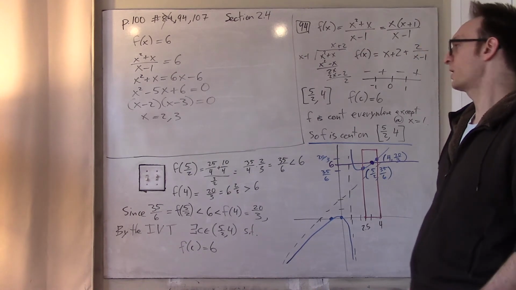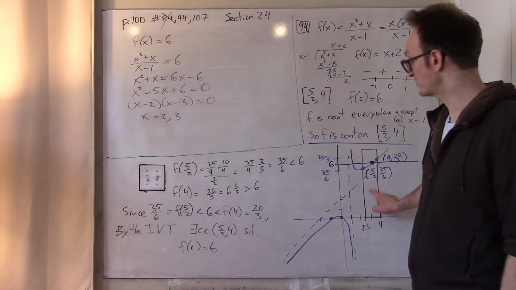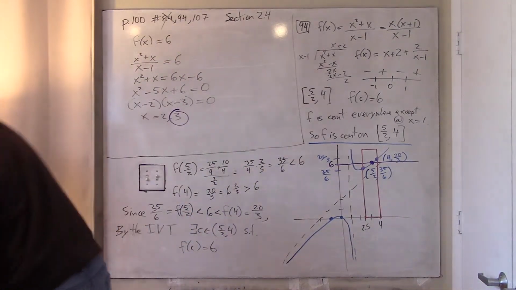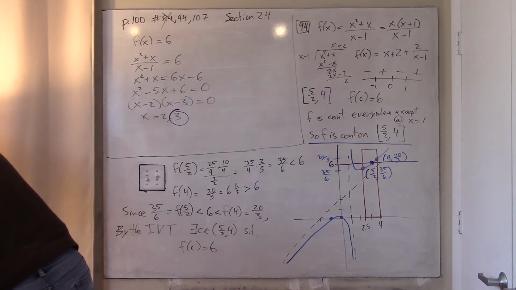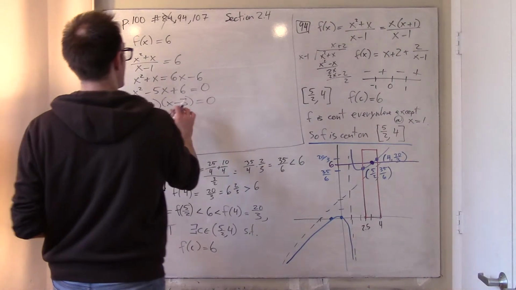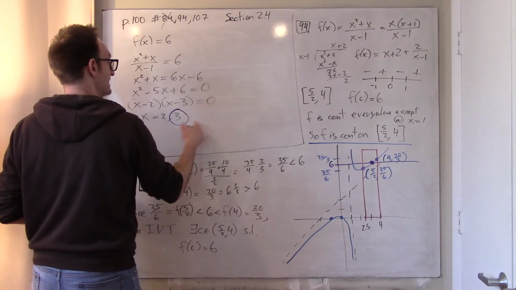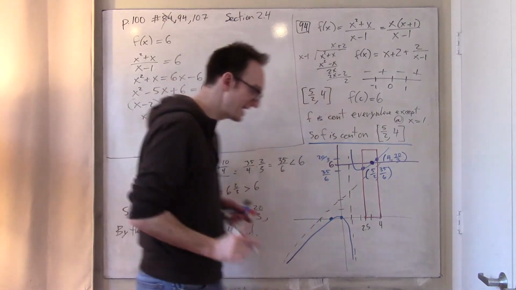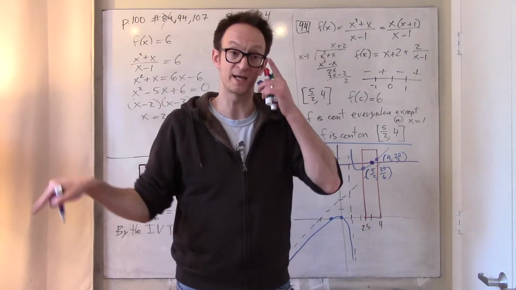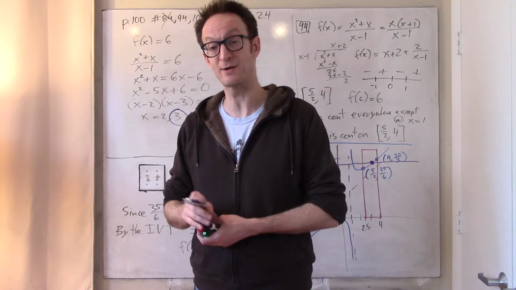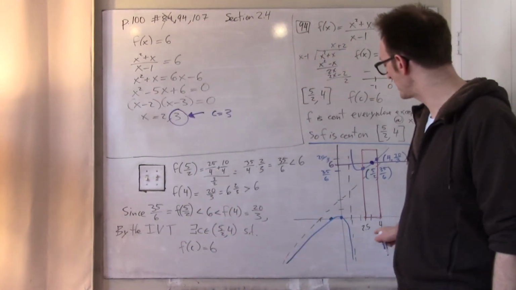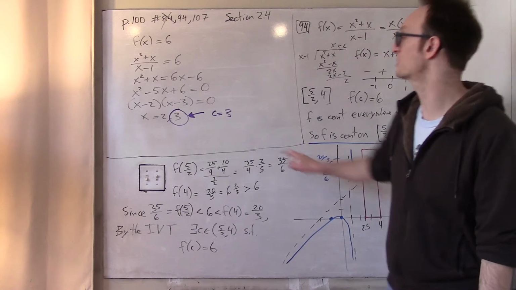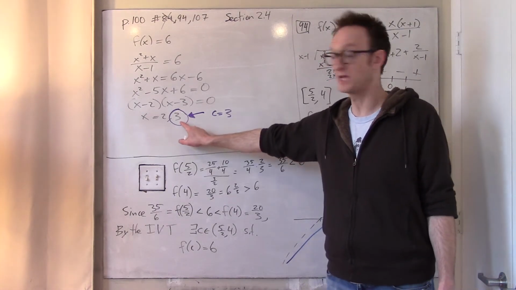Well, which of the ones is relevant to me? Answer 3, right? So the exact phrasing of the book's problem was, find the value of C guaranteed by the theorem. And the answer is this one: C equals 3. The intermediate value theorem guarantees that between 5 halves and 4, there is an x value for which the function is 6. And 3 is that x value.